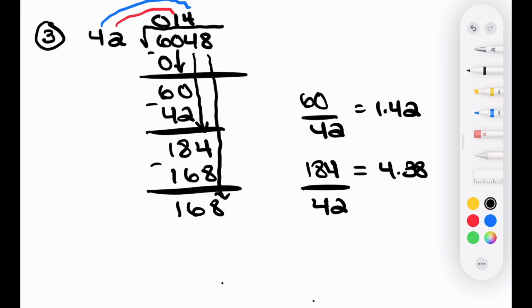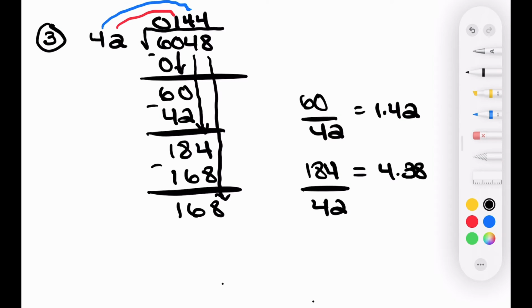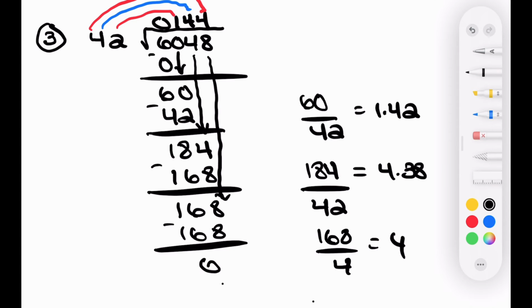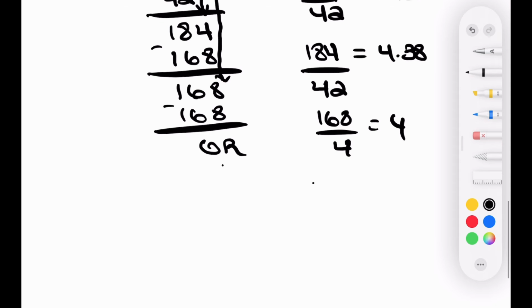168 divided by 42 is exactly going to give us 4. And thus when we go 42 times our 4, which is our last digit, we're going to get 168 back. We subtract the 2 and we get a 0 remainder. And then we would want to write that in the top again. And so what we can do here is we can say yet again, what's 42 times 144? Well, this should just give us back our 6048. And that's how we would confirm it.